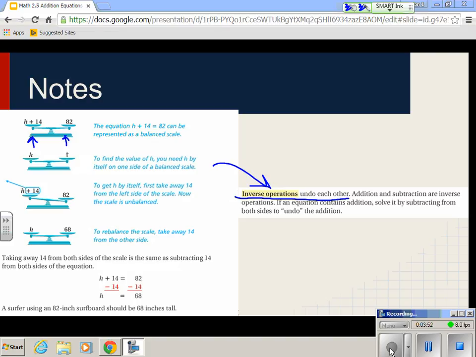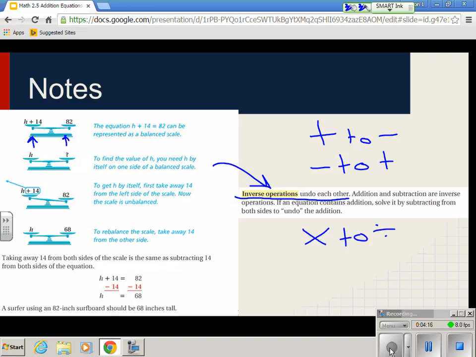So, what does that mean? Well, inverse operation means opposite of or undo each other. So the inverse operations are addition to subtraction. That would be one inverse operation. Subtraction to addition would be another inverse operation. If you think about multiplication, multiplication to division would be an inverse operation, and the opposite of that would be division to multiplication. So when you see one operation, you do the opposite.